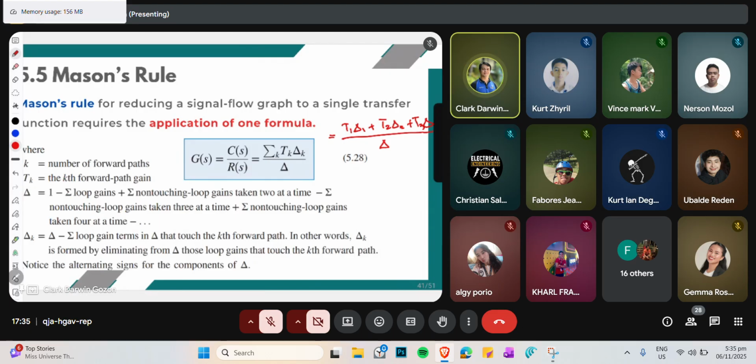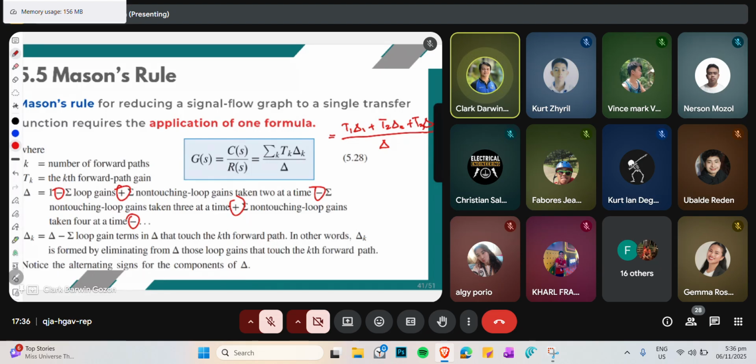2 at a time minus summation of non-touching loop gains taken 3 at a time plus summation of non-touching loop gains taken 4 at a time. I will explain to you later what non-touching loop gains are. But you need to remember, may pattern: negative, positive, negative, positive, and so on. So 1 minus, then plus, minus, and so on.